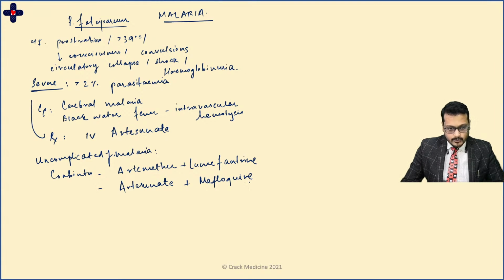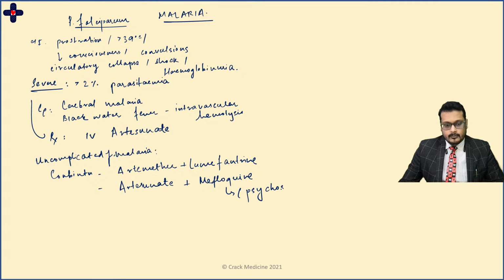Now, mefloquine is notorious for causing psychosis and depression, and it can actually cause hallucinations and very severe acute psychosis attacks. So, if the history mentions that the patient is on anti-epileptics, the seizure threshold is low, or the patient is depressed, or she has had acute psychosis attacks before, then you should try and avoid mefloquine as an answer. Okay. Please be aware of this.